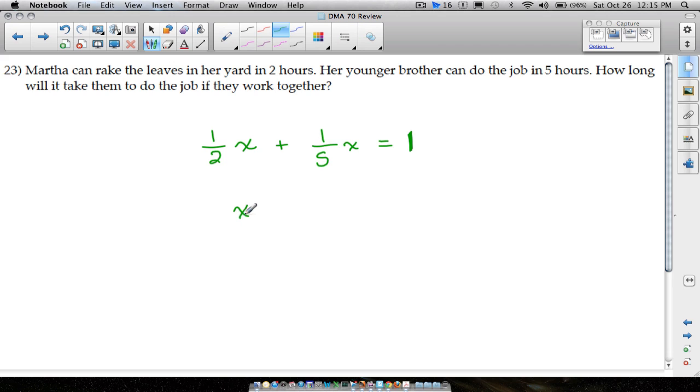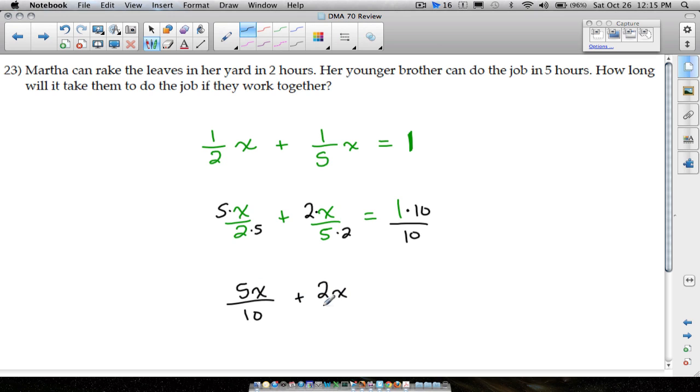So I'm going to rewrite this as x over 2 plus x over 5. All I did there was take x times 1 is x, and this is equal to 1. Alright, so our common denominator is actually going to be 10. Because if you multiply by 5 at the top and bottom, and multiply by 2 here at the top and bottom, notice you get 10. So we have to have 10 at the bottom of this one. So what we're looking at is 5x over 10 plus 2x over 10 is equal to 10 over 10.